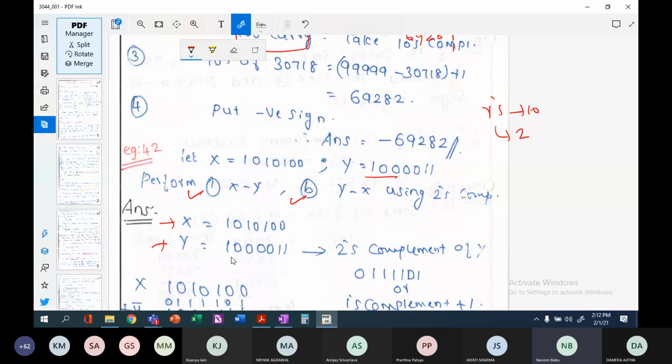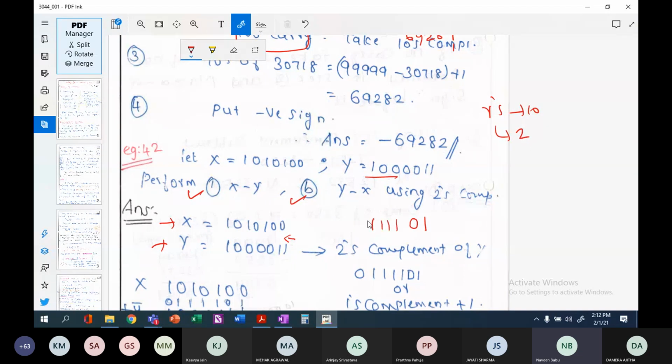We have to first take the 2's complement of this. You already know a shortcut method to perform the 2's complement. What is that? You travel from right to left. When you encounter 1, you copy till that and then complement everything. So if I complement, it will be 0, and then 4 zeros become 4 ones, and then 1 becomes 0. So this is the 2's complement of this number.